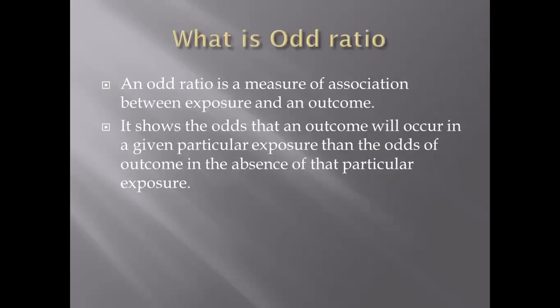And now, what is the odds ratio? Odds ratio is a measure of association between exposure and outcome, and it shows the odds that an outcome will occur given a particular exposure compared to the odds of the outcome in the absence of that particular exposure.